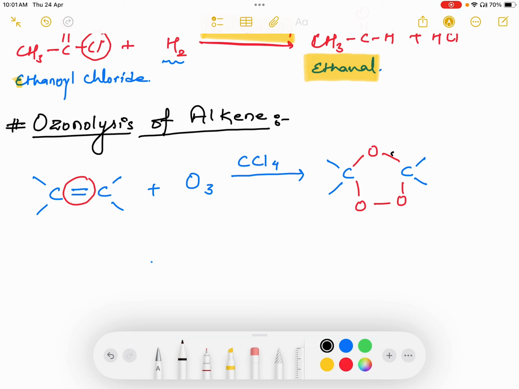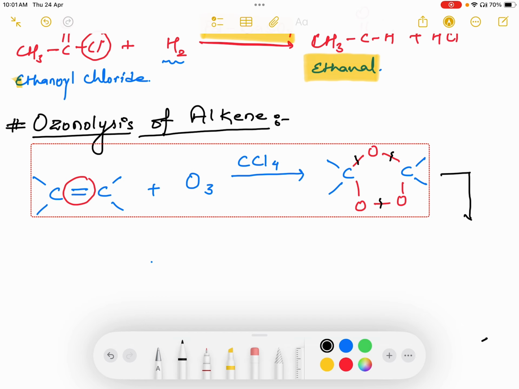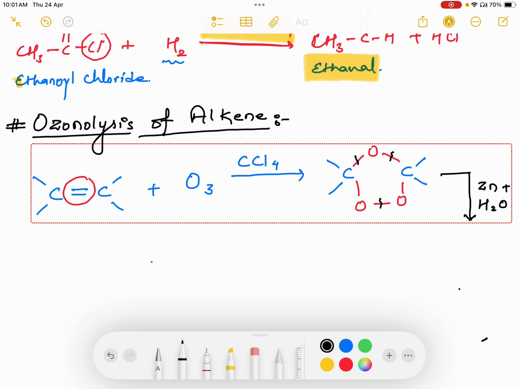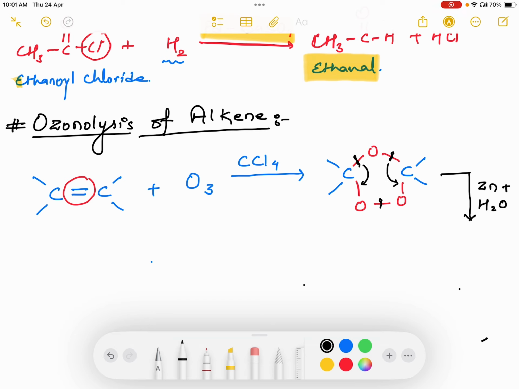Now what will happen is the bond will break when we treat this compound further with zinc dust and water. The bond will break right from this point, and this bond will shift over here, and this bond will shift over here, and there will be the formation of a double bond. The product formed will look like this: carbon double bond oxygen with two blank bonds. Again, there will be carbon double bond oxygen and two blank bonds.